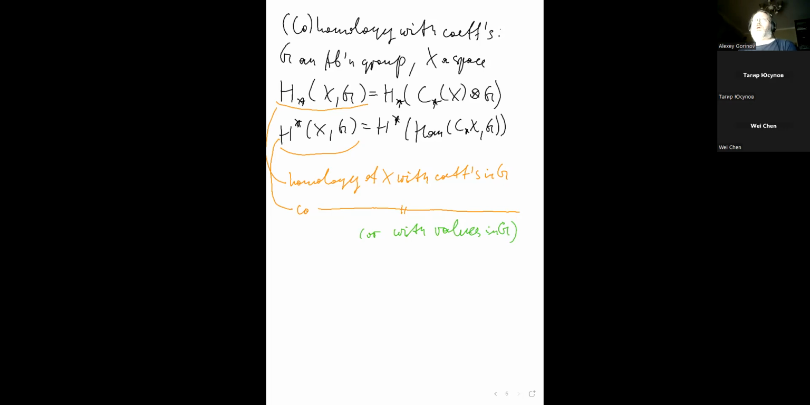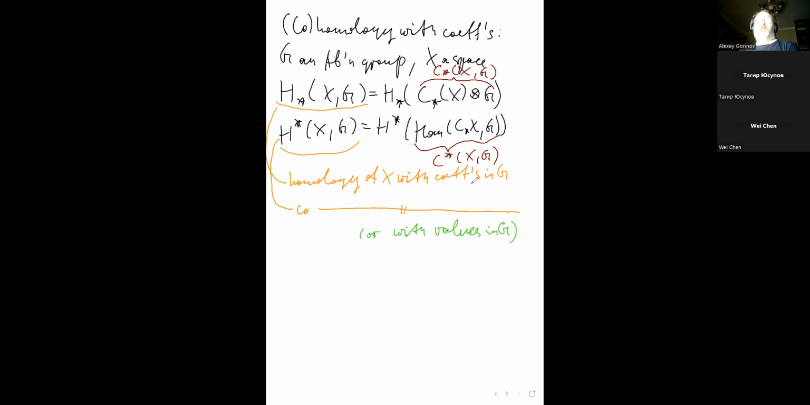Now, notation. The complex on the right hand side in the first formula is denoted C lower star of X comma G. And while we're at it, the second one is denoted C upper star of X comma G. Should we also have an upper star C in Hom? Yes, I will explain this in a minute.